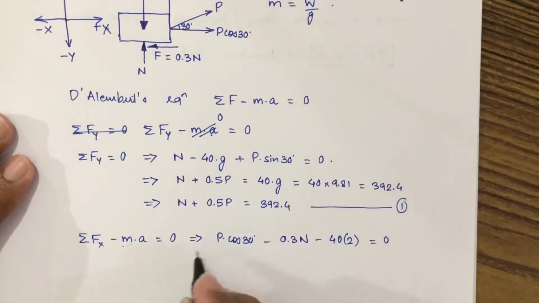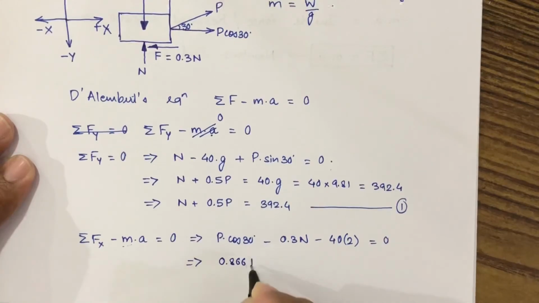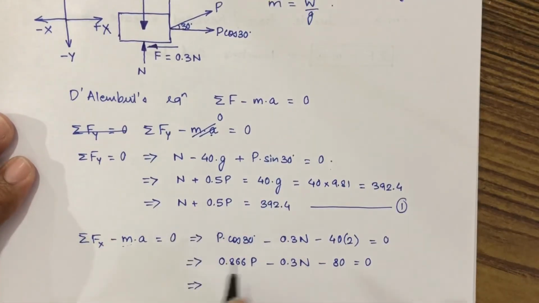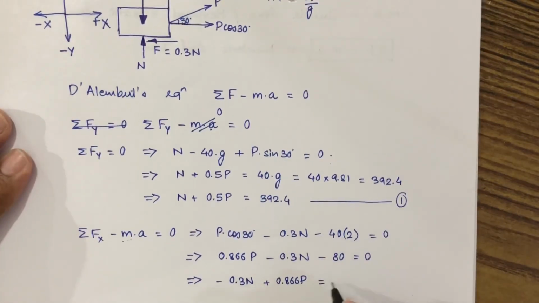Now here P cos 30 is 0.866 P, and this is minus 0.3 N, and this will become minus 80 is equal to 0. We can write this as, as N is first, we will take N first. So this is minus 0.3 N plus 0.866 P. Take this minus 80 to the right hand side, it will become plus 80, and this is our second equation.